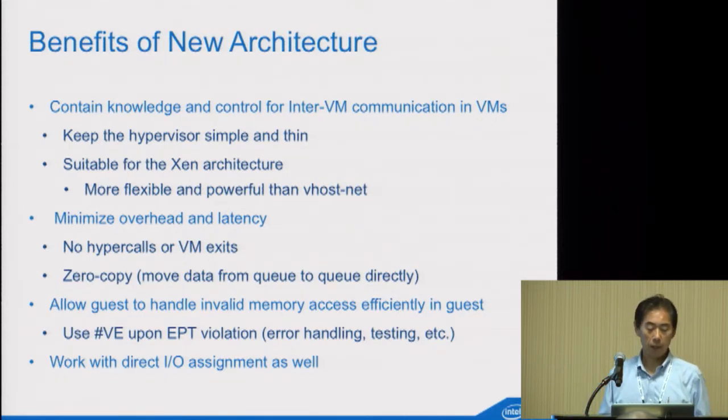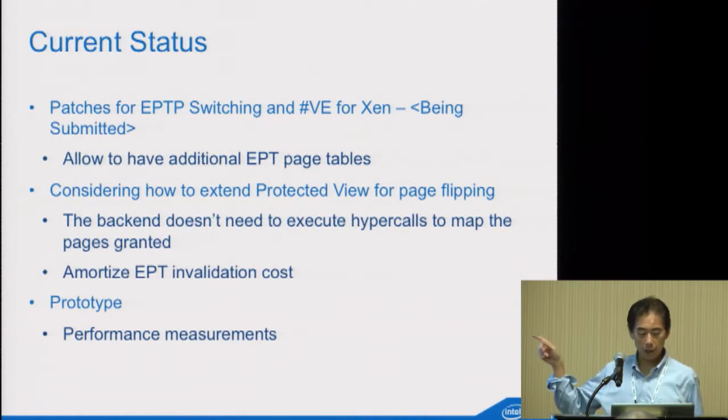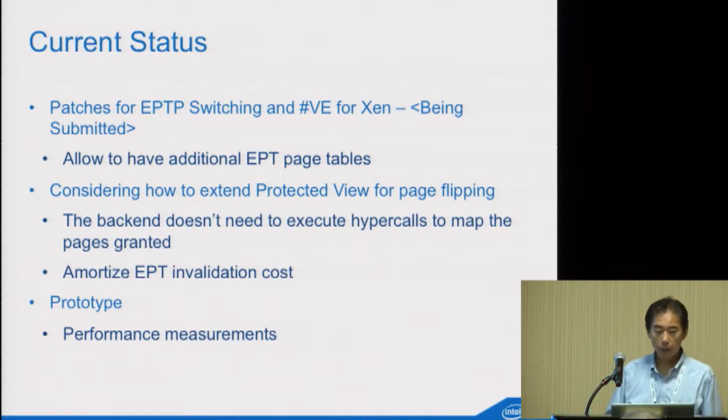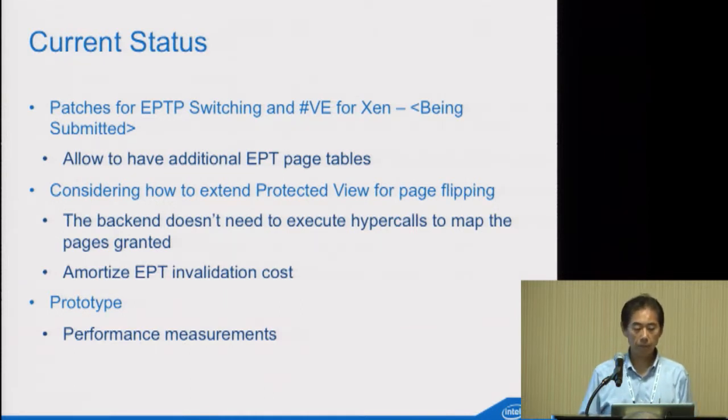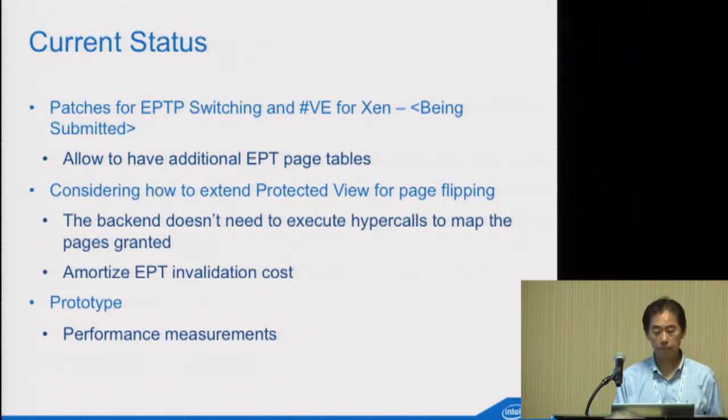And we can minimize overhead, and it works with direct I/O. This is the current status. The patches for EPT switching and VT-d for Xen are being reviewed, and if you are interested in those, we have Robbie, so ask Robbie. This is coming. Essentially, it adds an alternative EPT per domain, basically.